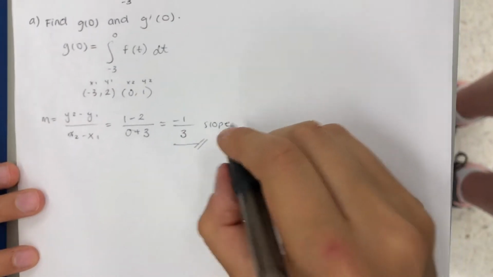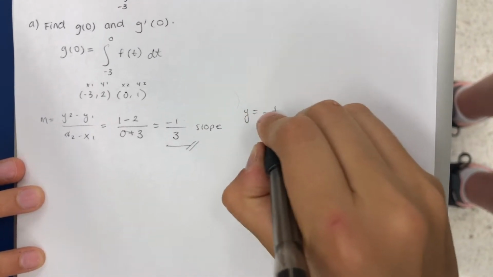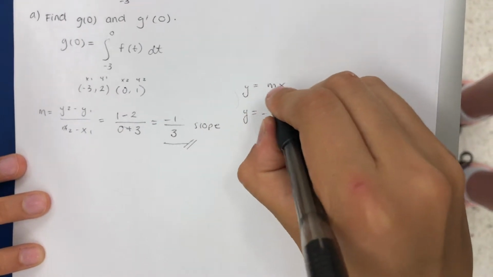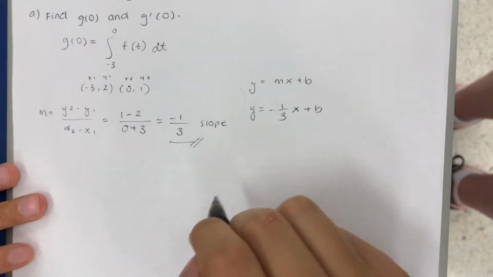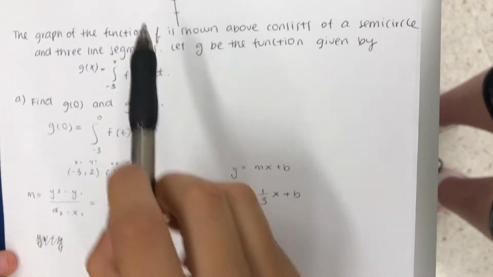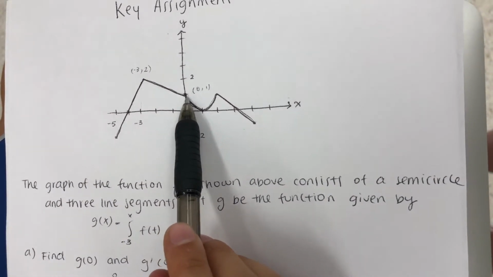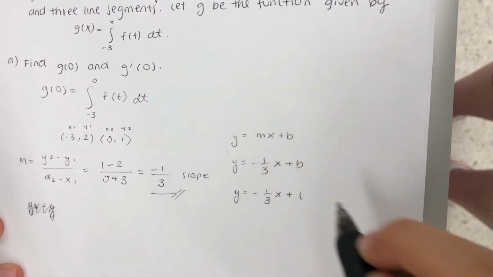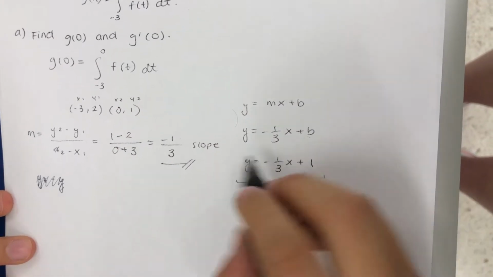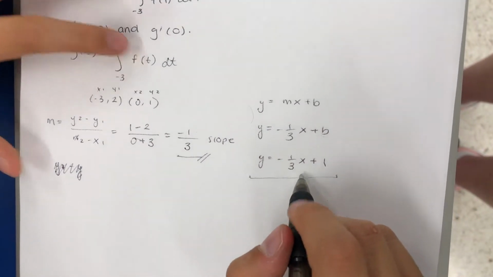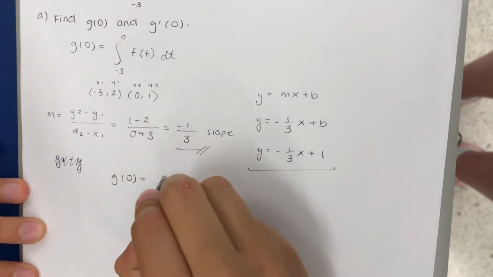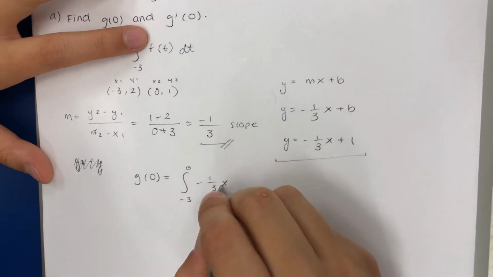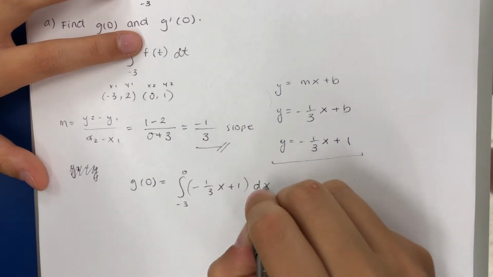Then to find the b, this would be our slope and we would have to find b. In order to find b, we can see that the intersection of this line segment in the graph is 1, so we know automatically that our b will be 1. So now that we have our equation, we know that this is f of t, then we can substitute this here. We will put g of 0 equals the integral from -3 to 0, and this function will go here, -1/3 of x plus 1, all of this dx.